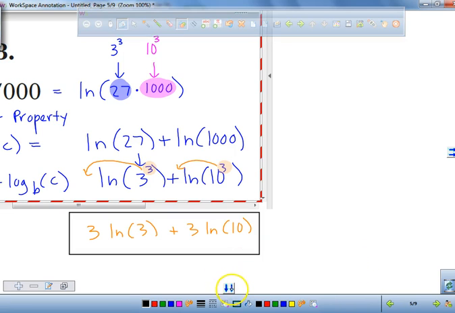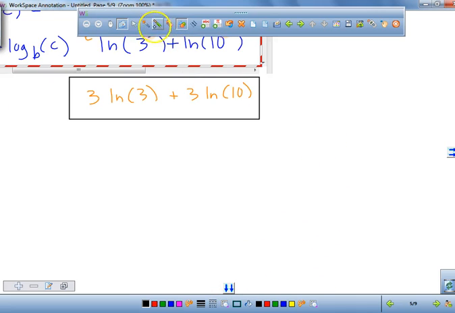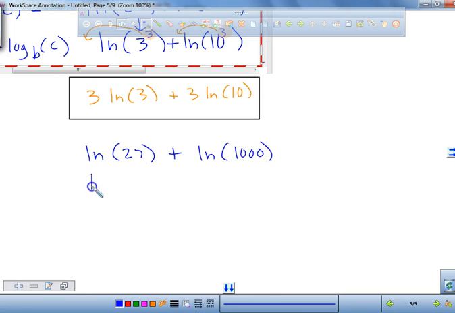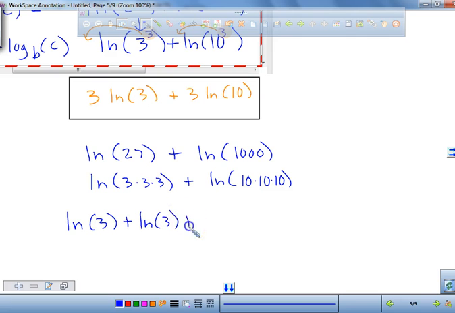Now, some of you may not realize why the power property works, so this is what I'd like you to put into your journal. We started out with the natural log of 27 plus the natural log of 1,000. And we said, Josiah, that 27 was the same as 3 times 3 times 3, and that 1,000 was 10 times 10 times 10. If you really wanted to expand this, you could say the natural log of 3 plus the natural log of 3 plus the natural log of 3, plus, you don't have to do this, I will suffer for you.